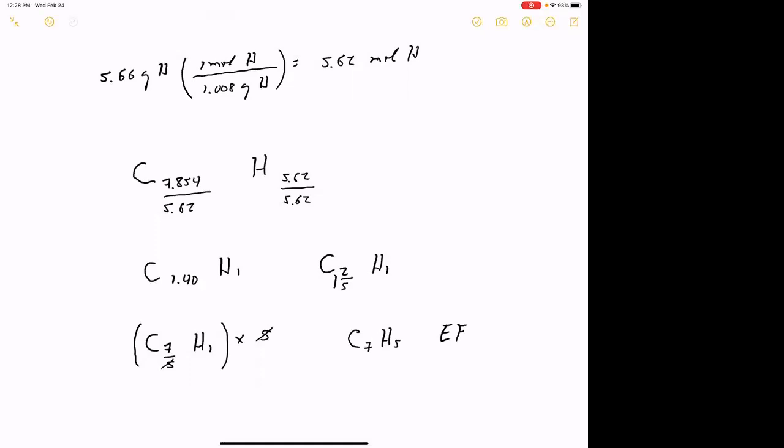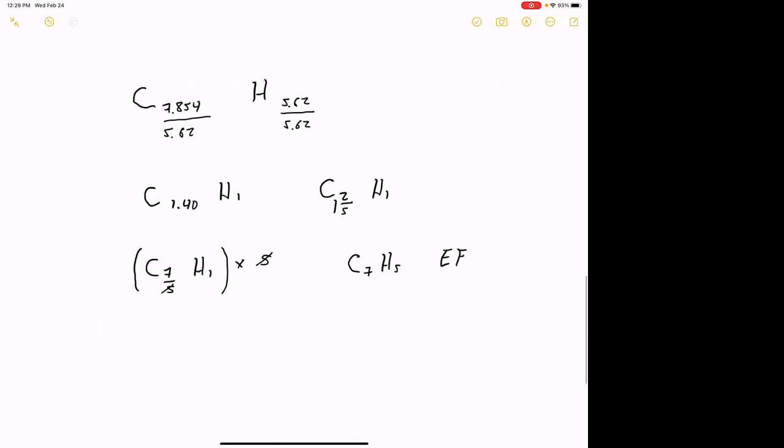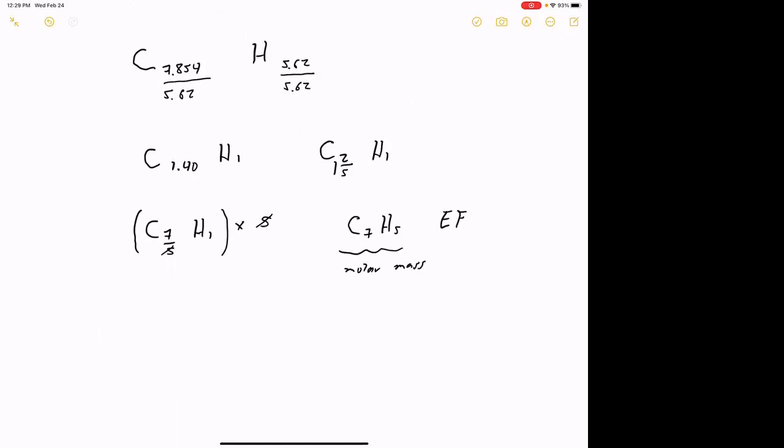I'm going to do it by a comparison of molar masses. Okay, so I know the molar mass of the actual compound, the molecular formula of it. It's 178 grams per mole. So what I want to do is calculate a molar mass for the empirical formula. Okay, and we all know how to do that. I don't think I have to show the calculation, but if I do a molar mass for the empirical formula, I'm going to end up with 89.12 grams per mole. That's the molar mass of the empirical formula.